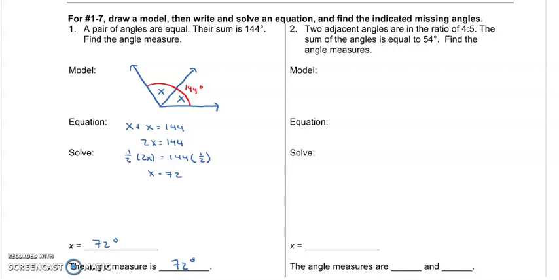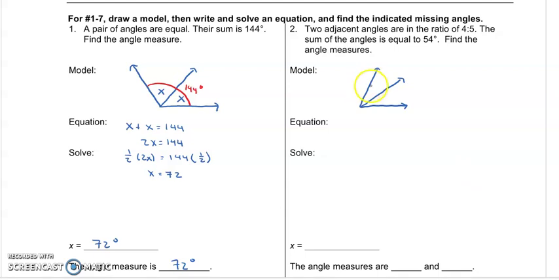Two adjacent angles, so that means they're right next to each other, are in the ratio of 4 to 5. So I'm kind of having flashbacks to those triangle problems we did. The sum of the angles is equal to 54 degrees. Find the angle measures. So 54 degrees, that's an acute angle. So I'm just estimating, again, not drawn to scale, so I'm not worried about that. But I am going to break it up into two angles. And I know that the ratio is a 4 to 5 ratio. Now, that means if one is 8, the other one is 10. If one is 4, the other one is 5, and so on.